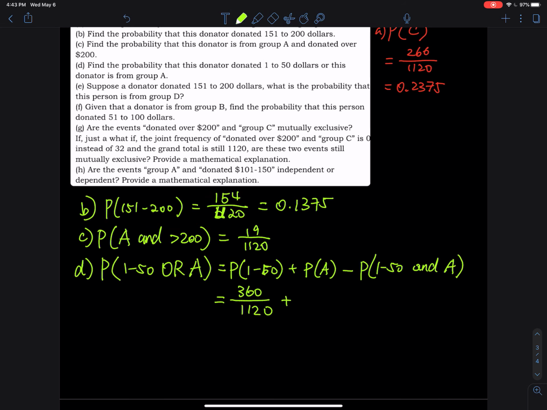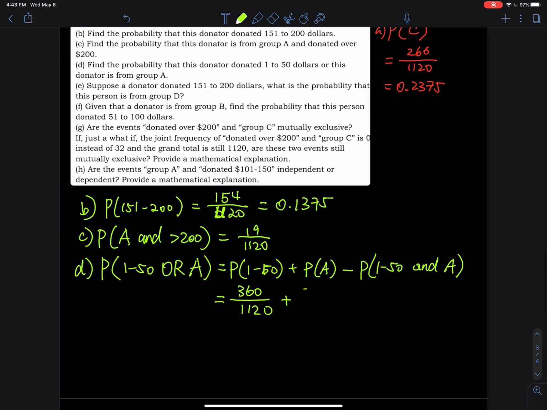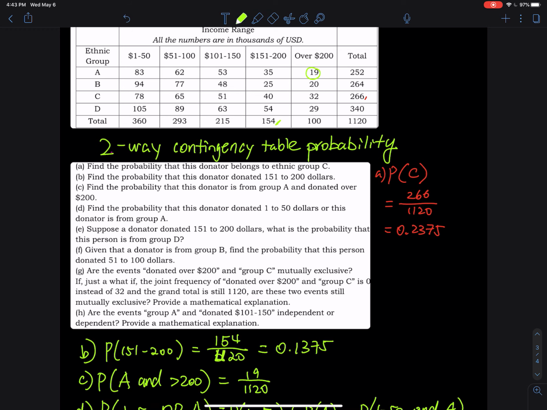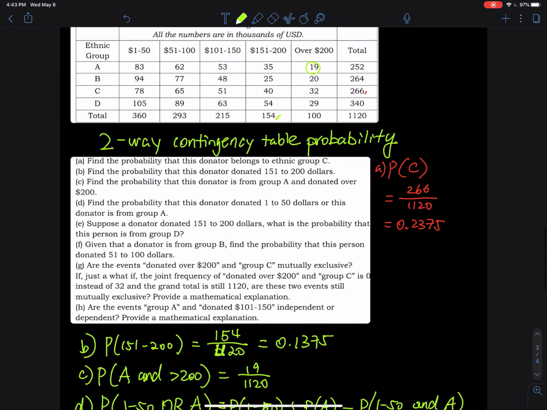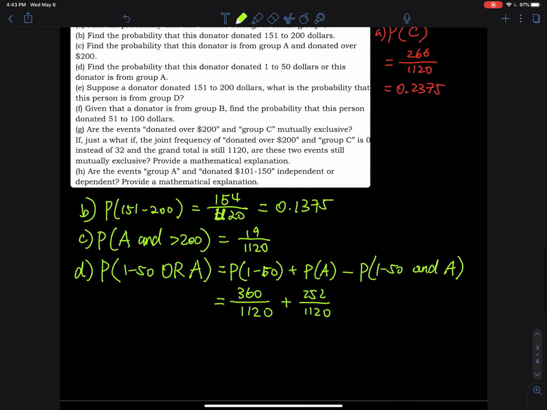How many people are in ethnic group A? 252. So we have 252 divided by 1120, and their joint frequency, $1 to $50 and group A, is 83. So this is a minus 83 divided by 1120.